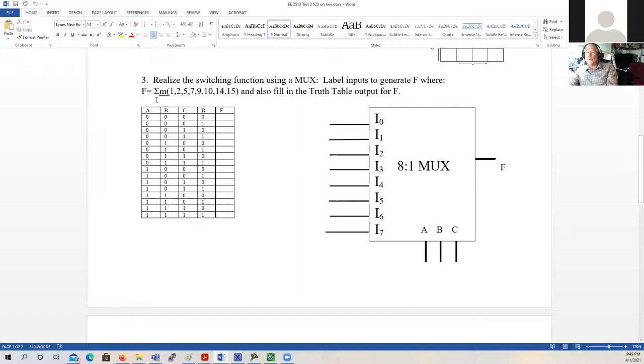So F equals the sum of the minterms 1, 2, 5, 7, 9, 10, 14, 15. So the first thing you do is you go in here and you put in 0. Usually I'll just leave the zeros blank, and I'll just put in the ones, 1, 2, 3, 4, 5, 6, 7, 8, 9, 10, 11, 12, 13, 14, 15. So that's the ones. I count them up. How many ones do I have? 1, 2, 3, 4, 5, 6, 7, 8. Okay, so that checks.